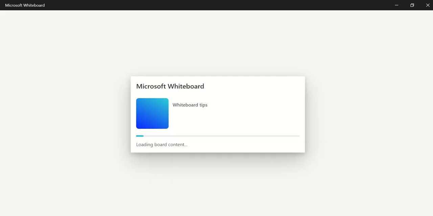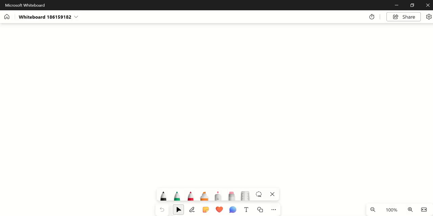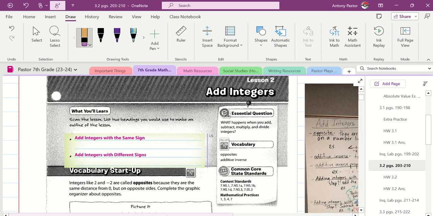So let's get into this. And again, this is going to be probably a quick lesson. A lot of review in this chapter. We are looking at opposites and additive inverse. Additive inverse is probably a new one to you guys, but opposites again are if a number is positive, the opposite would be a negative. So positive 3's opposite would be negative 3.